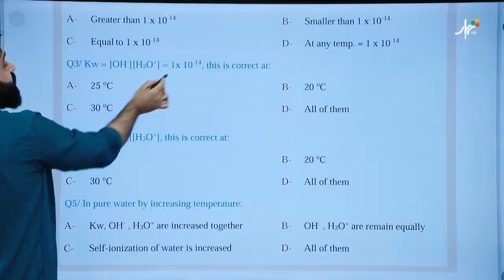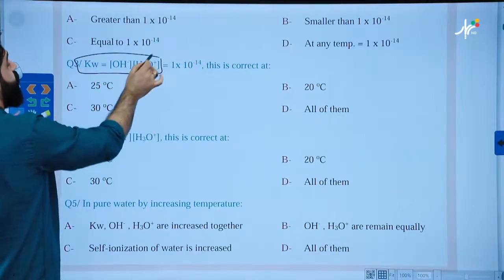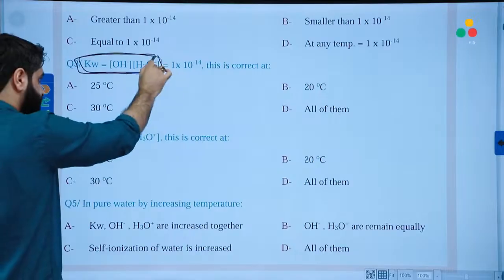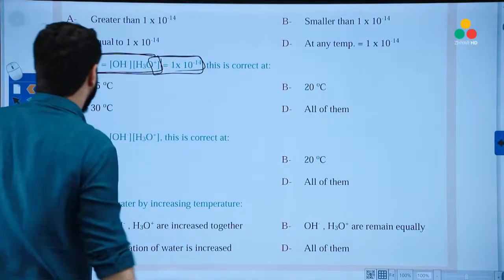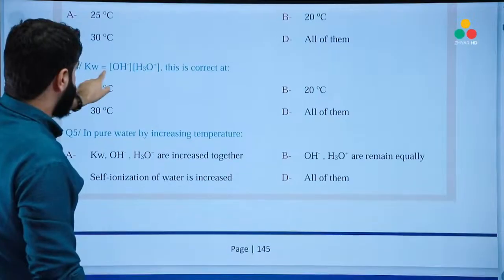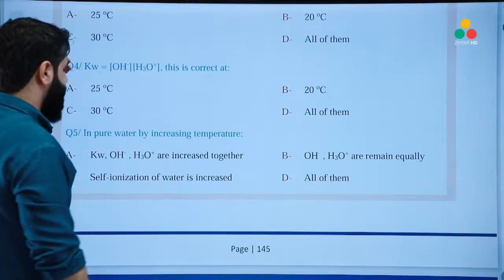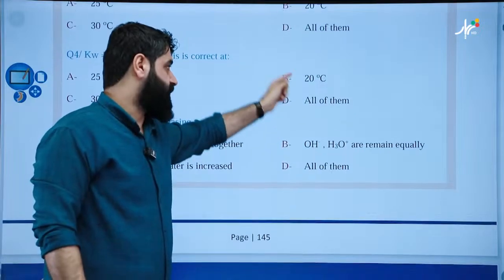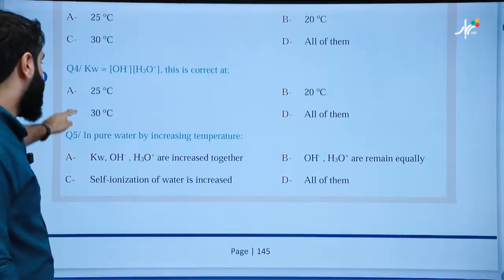Look at it, please. This rule is applicable for what temperature? Only this part that I highlighted is for any temperature. But with this value, this will be true only for 25 Celsius degree. How about this? This rule is true for what temperature? As I said, for any temperature, any aqueous medium. So for all of them.